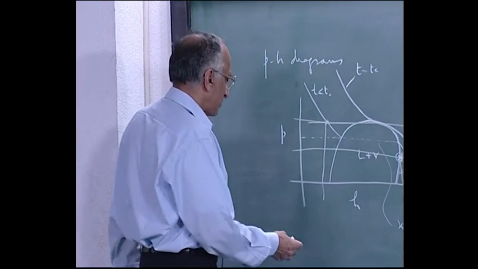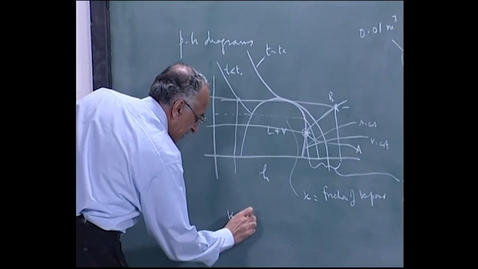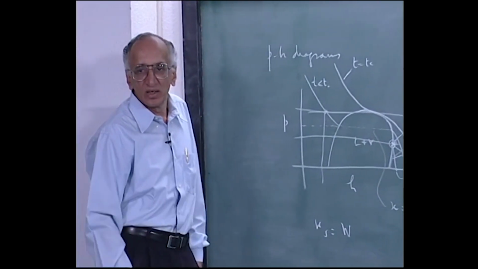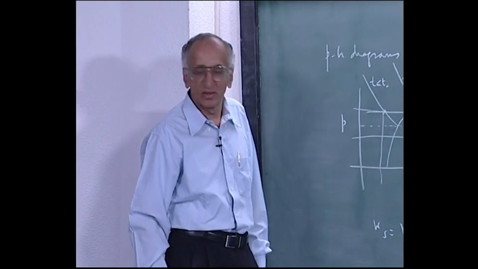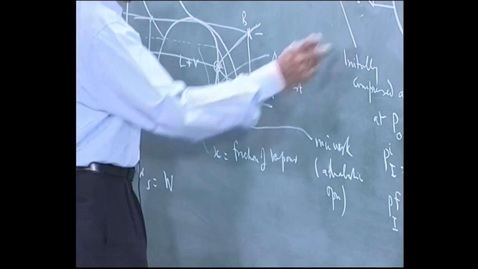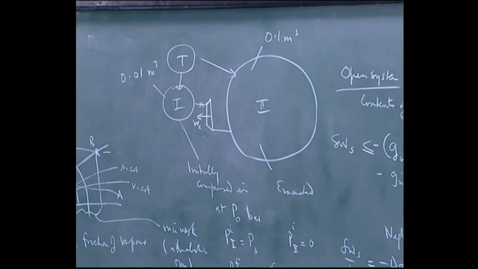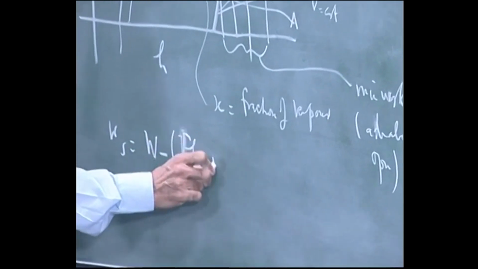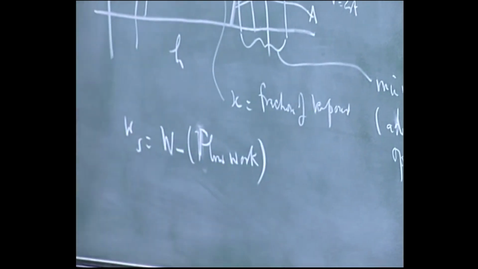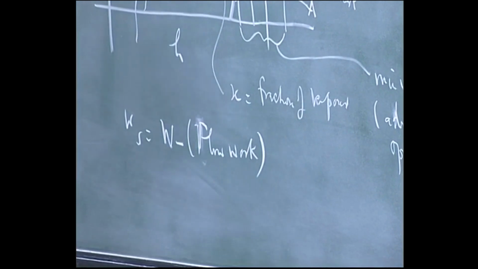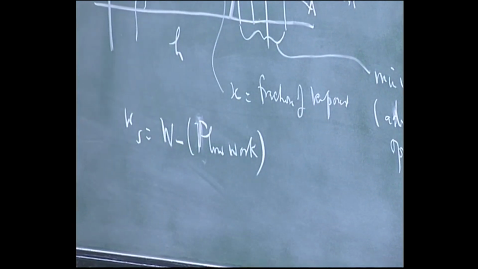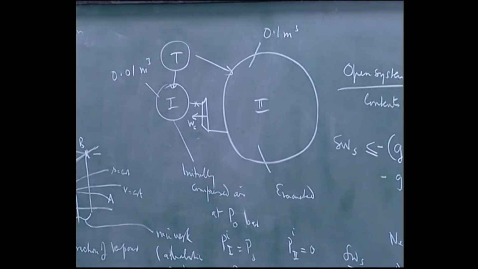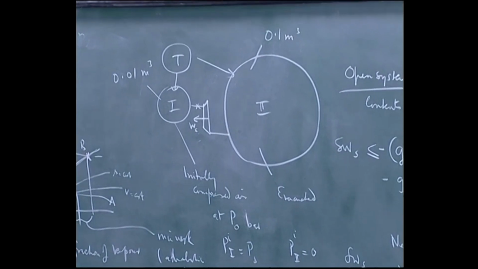To get shaft work, all you do is go back to the definition. Ws is W, the total work done; shaft work is total work minus the flow work. Flow work done by the system is here on the outside, I will simply say flow work. I will have to do the flow work calculation because flow work depends on the outlet conditions, and the outlet conditions keep changing, so I have to integrate from initial state to the final state.